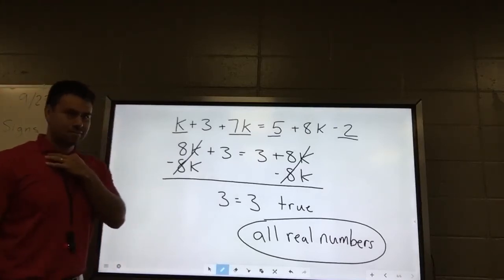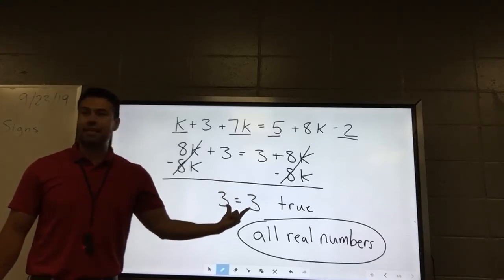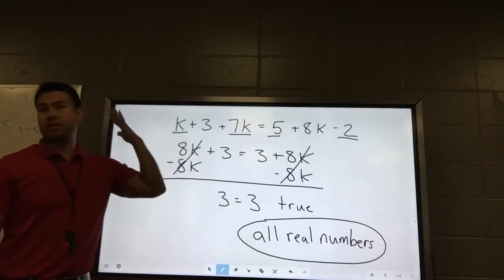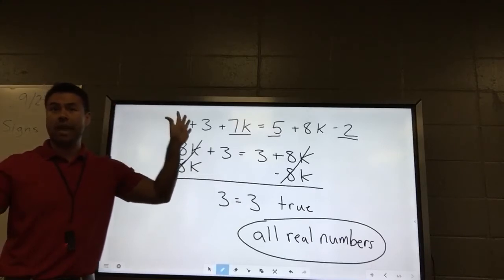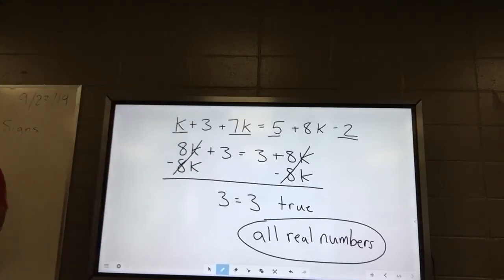I added 2. Wait, so Mr. Ray, if you end up with a true statement at the end, any number fits for k. Any number, and it still makes it a true equation. So if it's all real numbers, you can't use square roots of negatives. Yeah, no imaginary numbers.